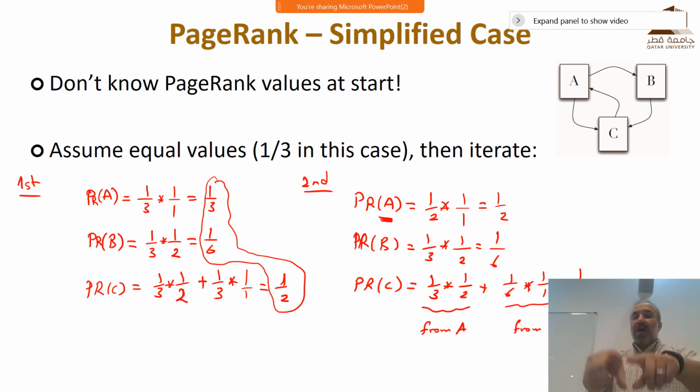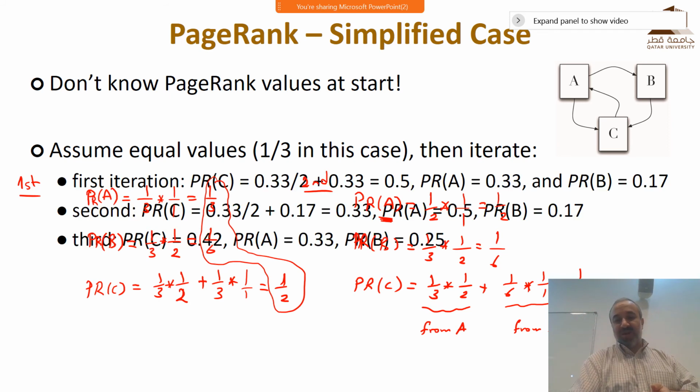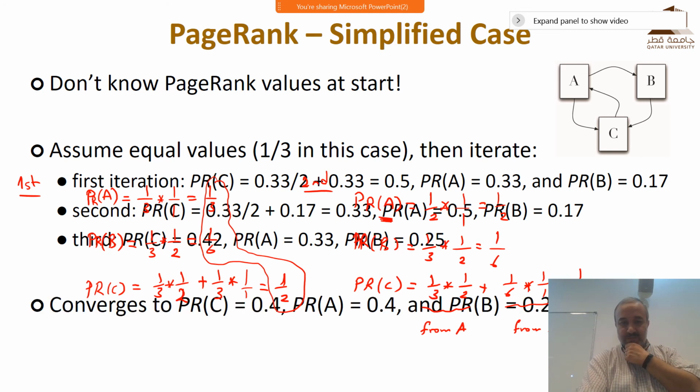Yes, we should multiply all of this by 1 minus lambda plus lambda. Lambda is the probability of going to any page, right? What is the probability of going to any page? 1 over n. N is the total number of pages. Okay, that's exactly the right formula. So that's what we did, and that will converge to these values at the end. So we'll get very close to these values.